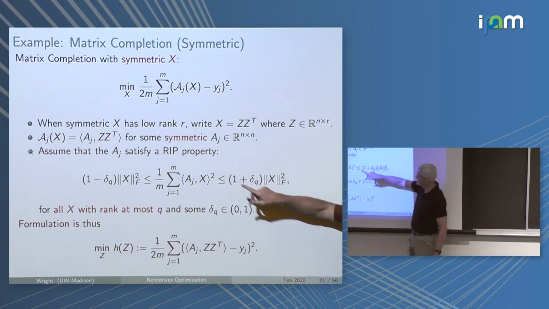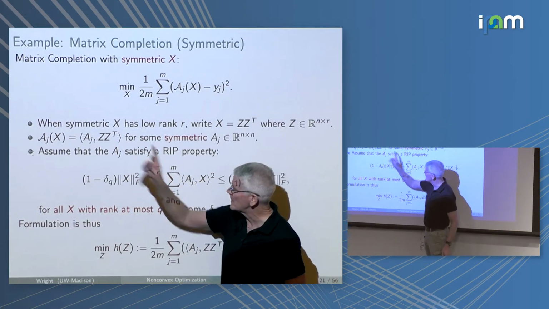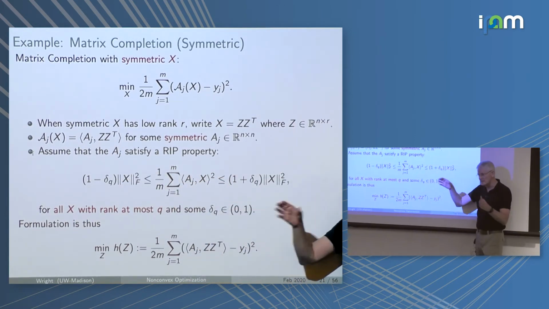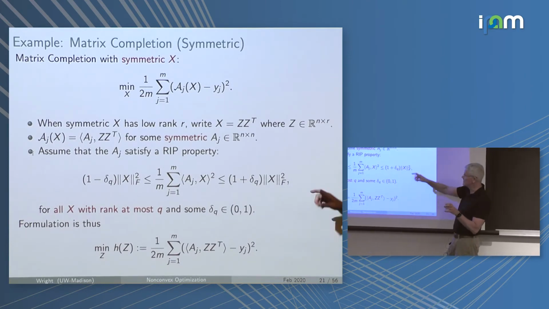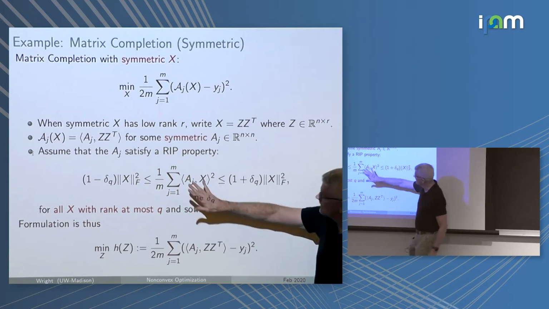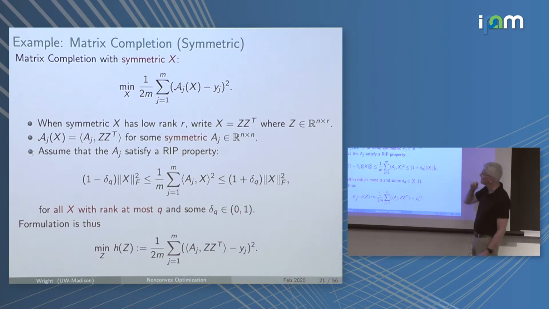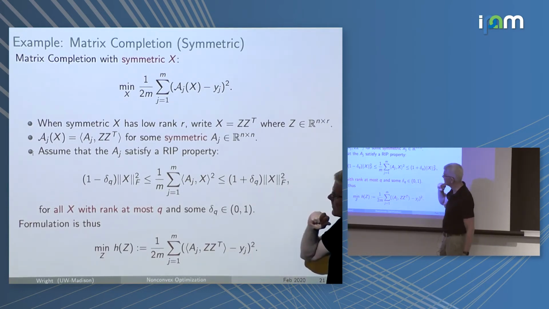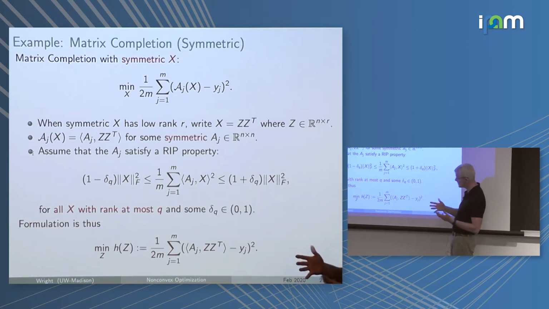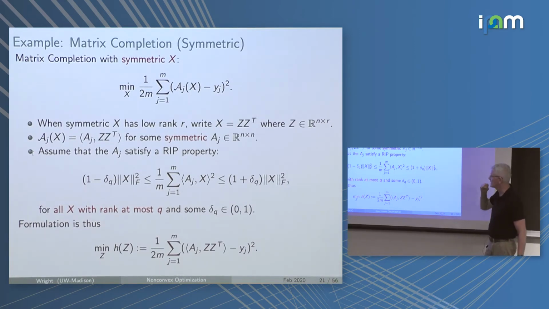But another way to do this is to explicitly parameterize the matrix by skinny factors, expressing it as a product of, in this case, a skinny matrix with itself because it's symmetric. The drawback of that is it gives you a non-convex problem. It's no longer convex in Z, or the factors, however you choose to factorize it. But it turns out that under certain assumptions, it's one of these benign non-convex problems.